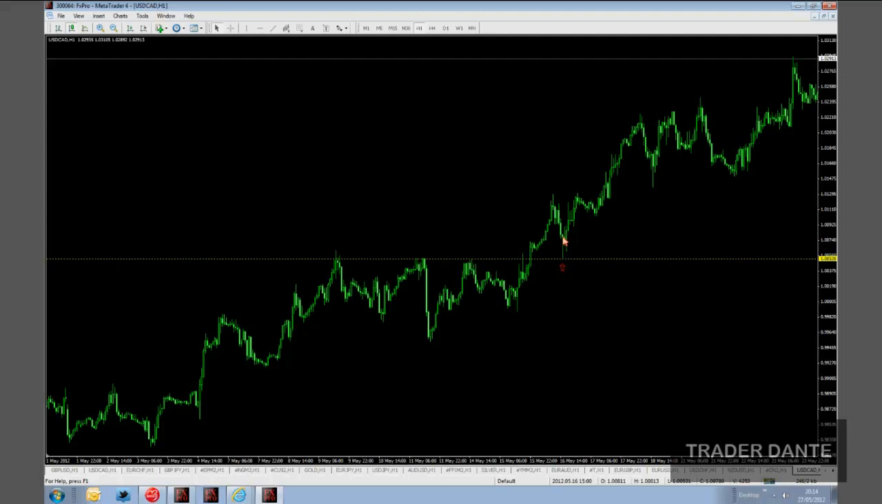This level here wasn't really retested late in the session. This was 1 p.m. that this tested this. The FX Pro here is ahead of time. But this was in the active session.